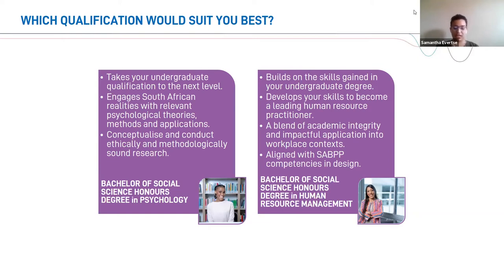It's also offered 18 months part-time only online, and the minimum entry requirements here is a 65% average for all your third year human resource management modules or industrial organizational modules if you have an undergraduate in human resource management or industrial psychology. Okay, moving on to the next slide.